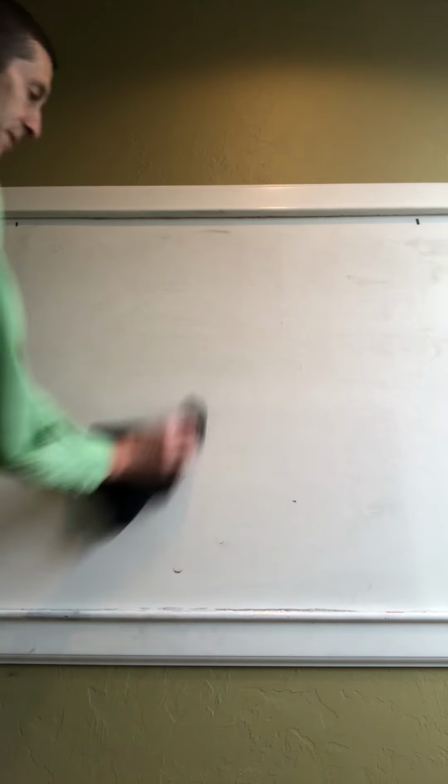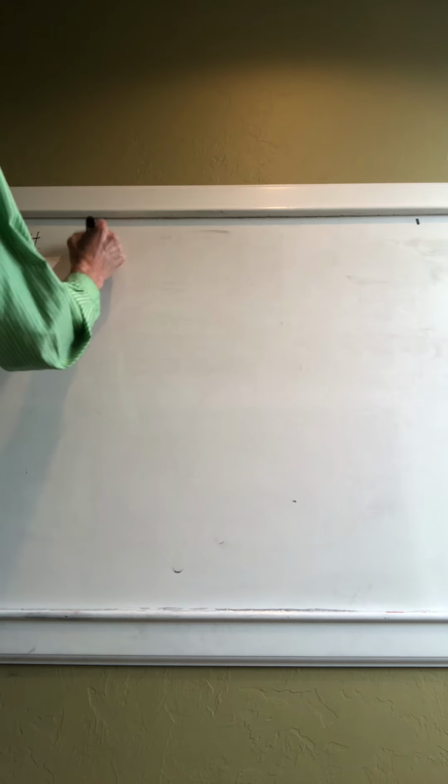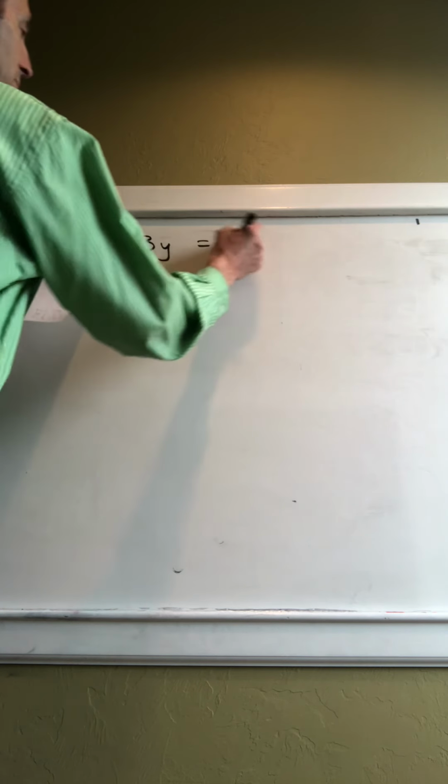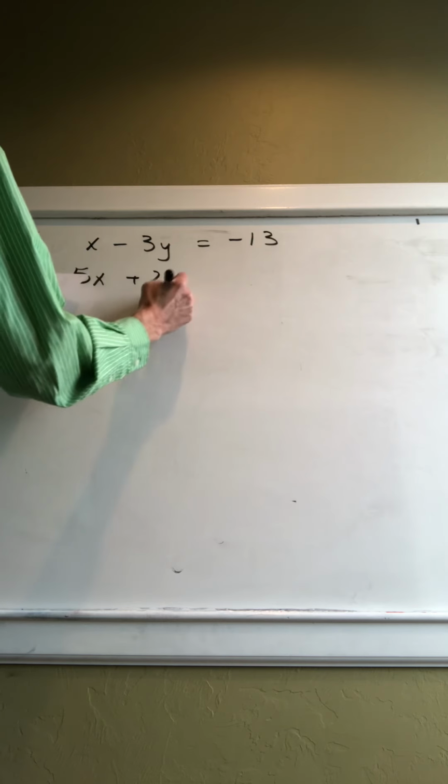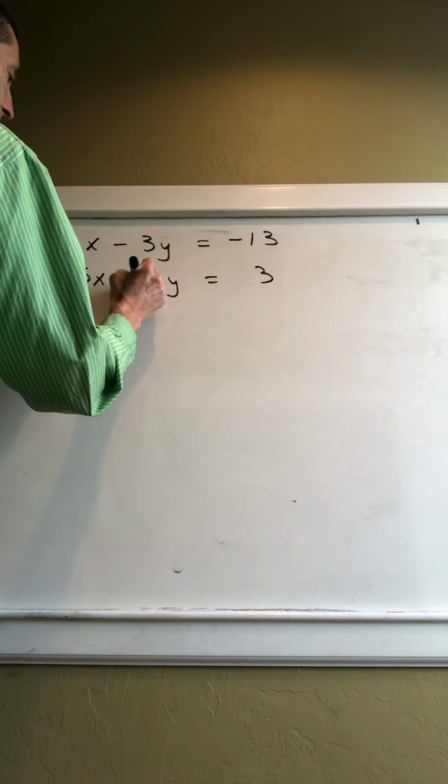Okay, 4th example for homework 11. So example number 4 for homework 11: x minus 3y equals negative 13, 5x plus 2y equals 3.